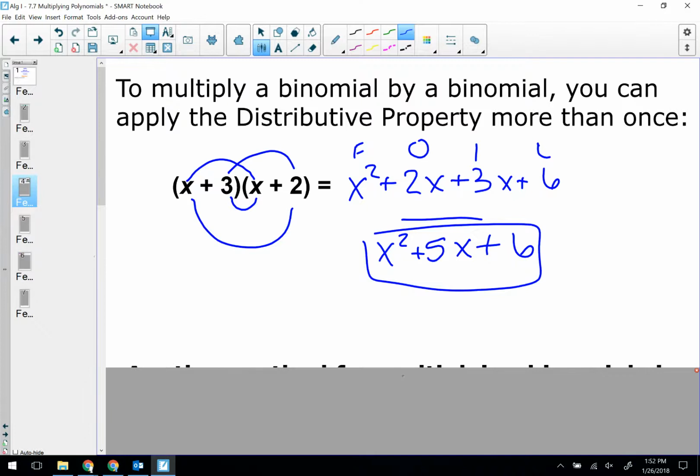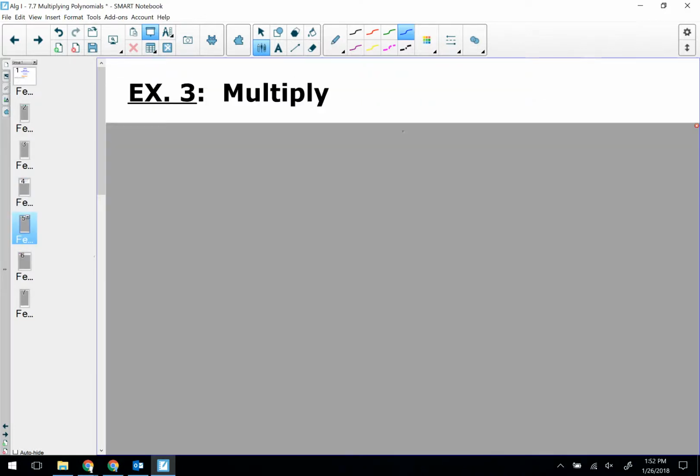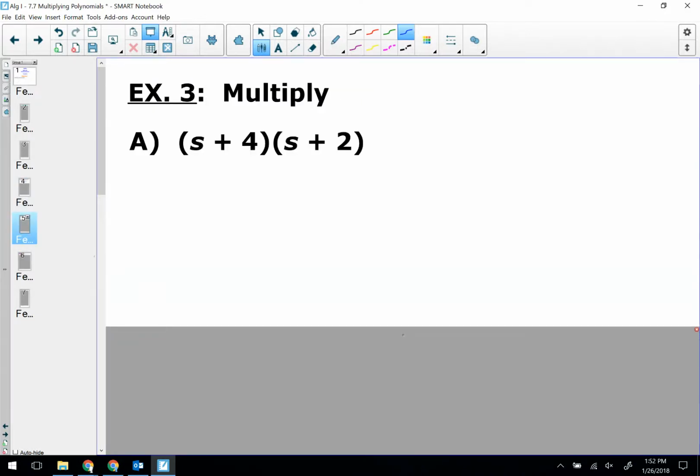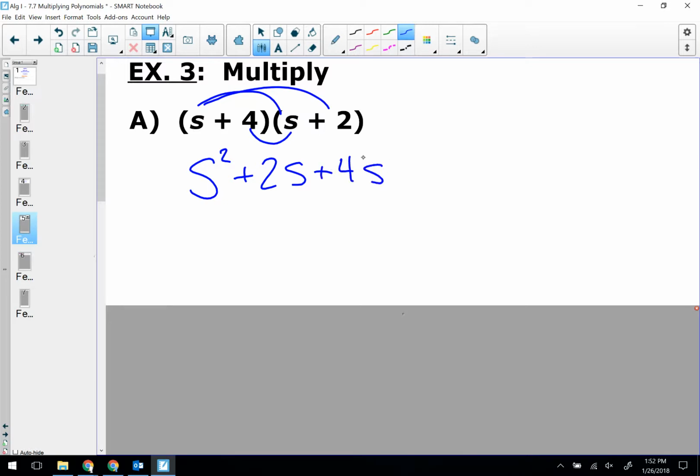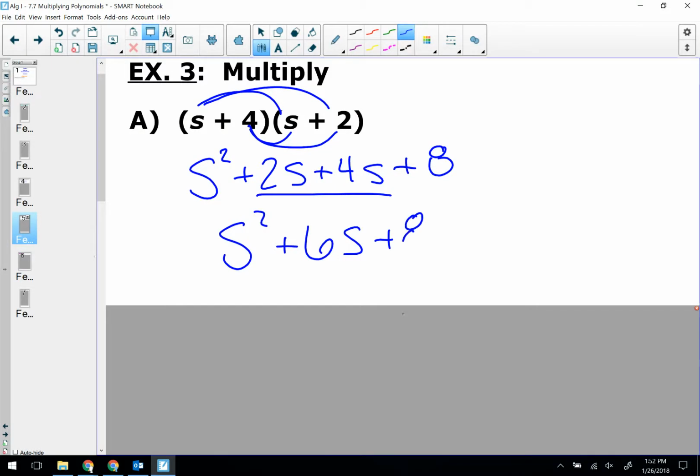Okay, so now let's move on to this first example here. Right, we did that example. Let me re-explain that one, actually. So we do the firsts, s times s, s squared. We do my outers, s times 2, 2s. We do my inners, 4s. We do my lasts, 8. Combine: s squared plus 6s plus 8.